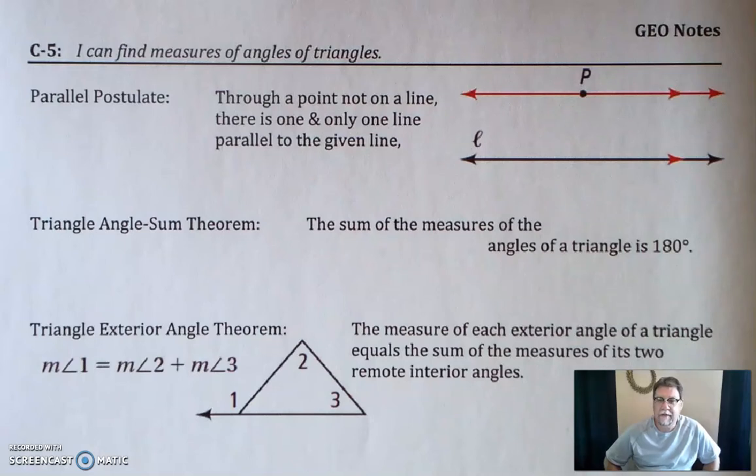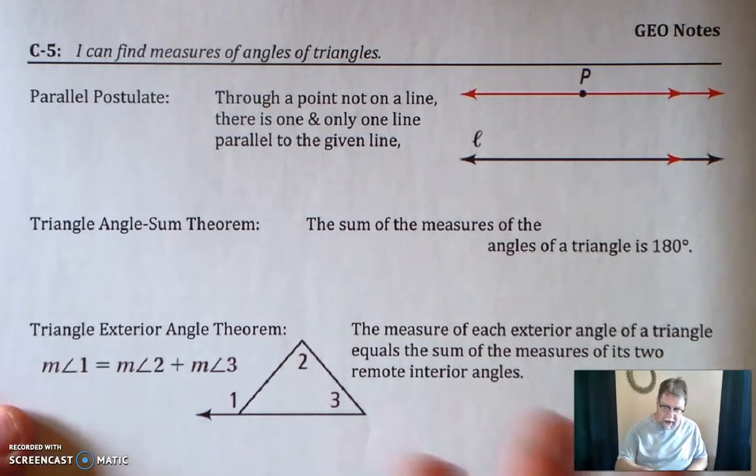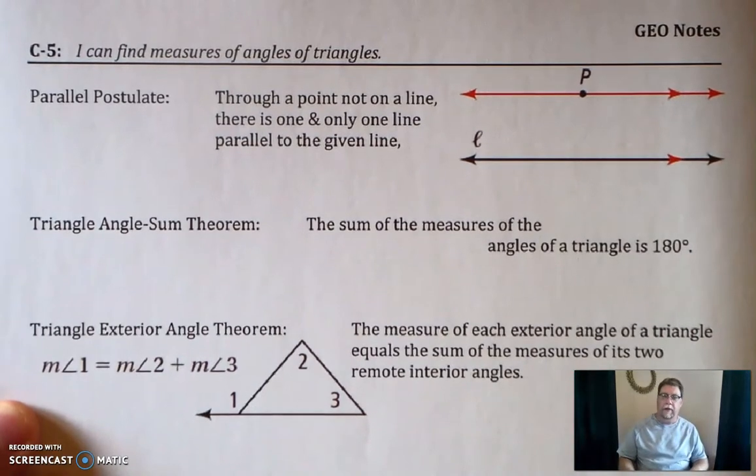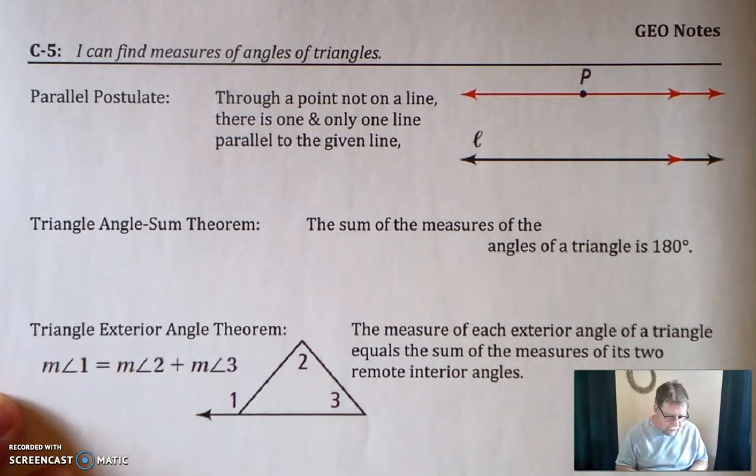This is section C-5. These are the notes for it, the lesson. I can find measures of angles of triangles. This is really not a very difficult section. We've kind of gone through some of the difficult stuff where we're proving lines are parallel and that angles are congruent and such. This is just sort of following up with some things, and we'll get into constructions later on.